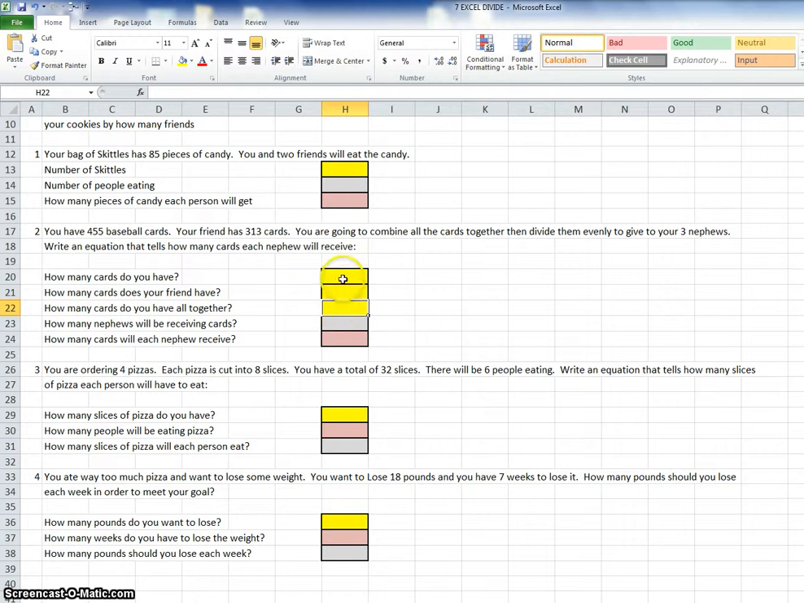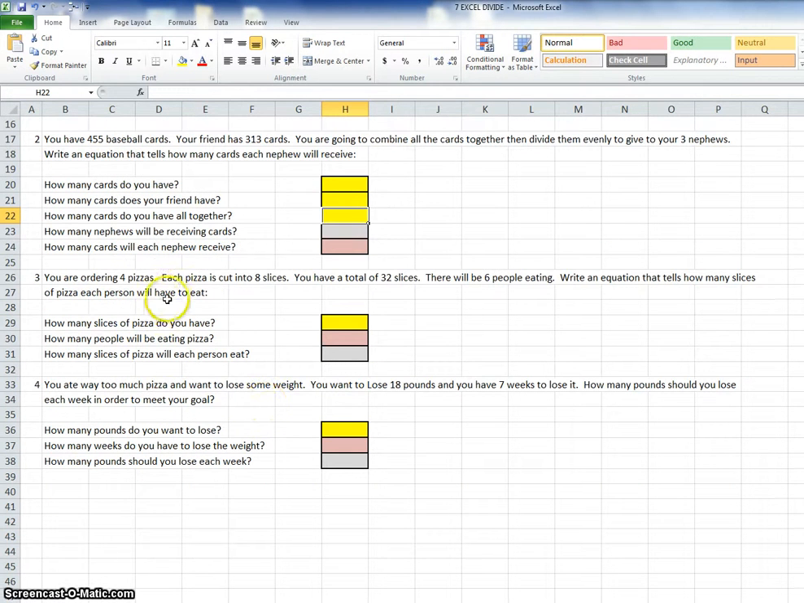Okay, so this is its own little problem right here. That's why it's all yellow, by the way. Okay, so then you have the total number of cards here in H22. How many nephews will be receiving the cards? How many cards will each nephew receive? Okay, so you're going to have to figure out how many cards you have total and then work your problem from there. Okay, next one says you are ordering 4 pizzas.